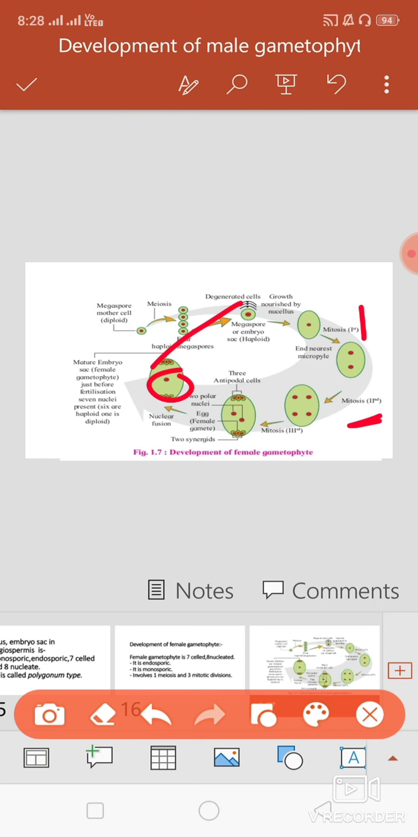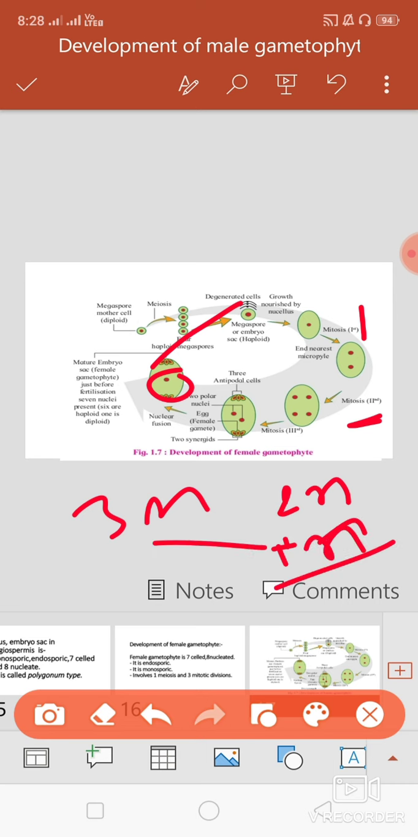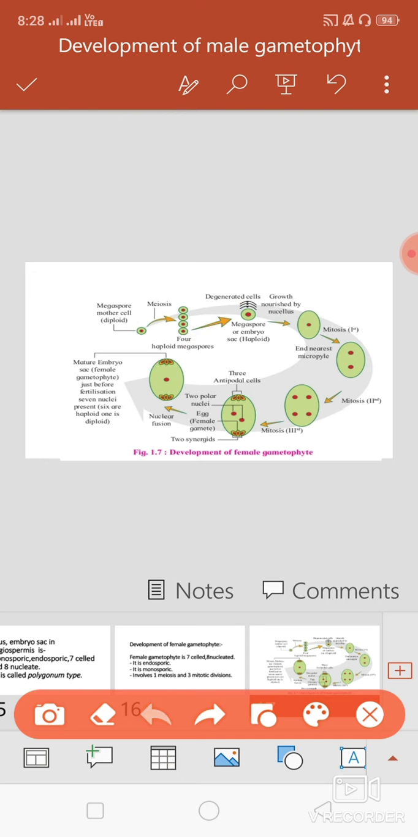The secondary nucleus is diploid. When the second male gamete unites with this secondary nucleus, it forms the triploid endosperm. So in angiospermic plants, endosperm is triploid. Why? Because the secondary nucleus is diploid, and when the haploid male gamete unites with it, it forms the triploid endosperm, right? This process is called the development of the female gametophyte, right?